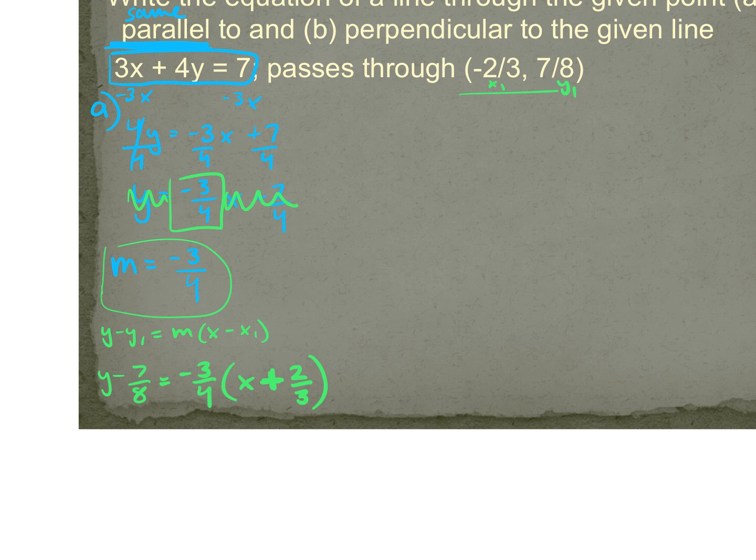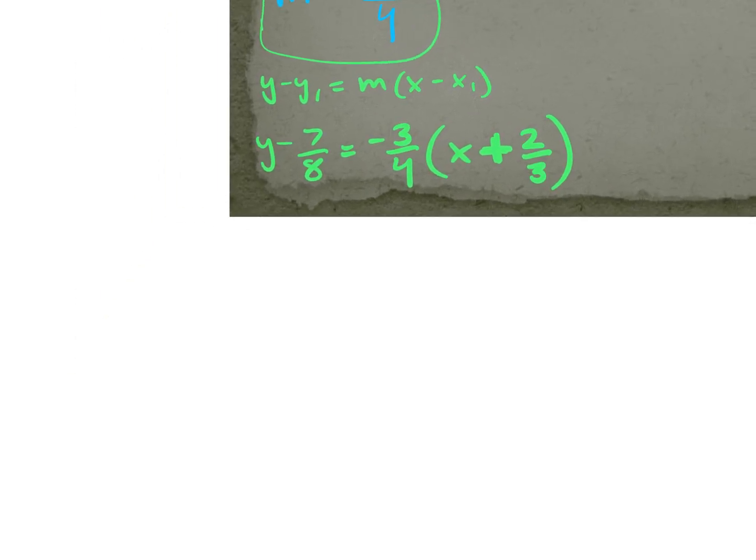But let's say it asked for slope-intercept form. What would we need to do to put it in slope-intercept form? Awesome. So this is point slope form. This would be a correct answer. But if it asks for slope-intercept form, we want to simplify. So we're going to distribute -3/4.